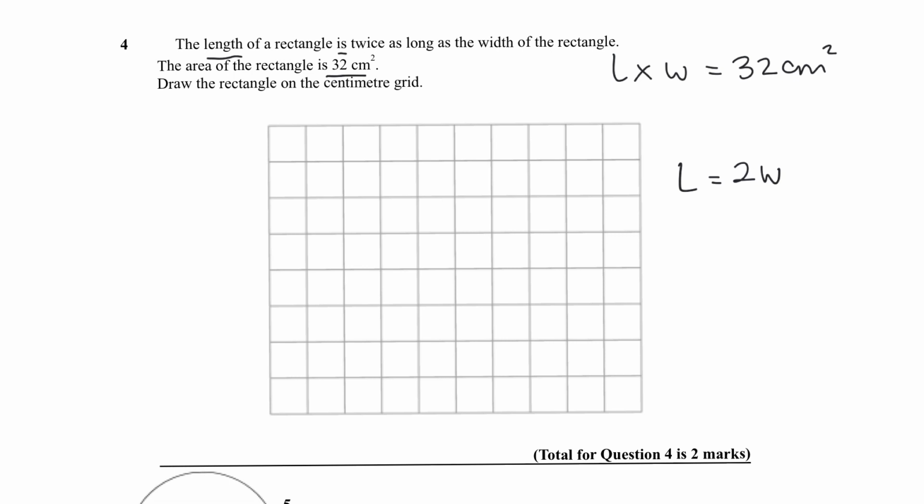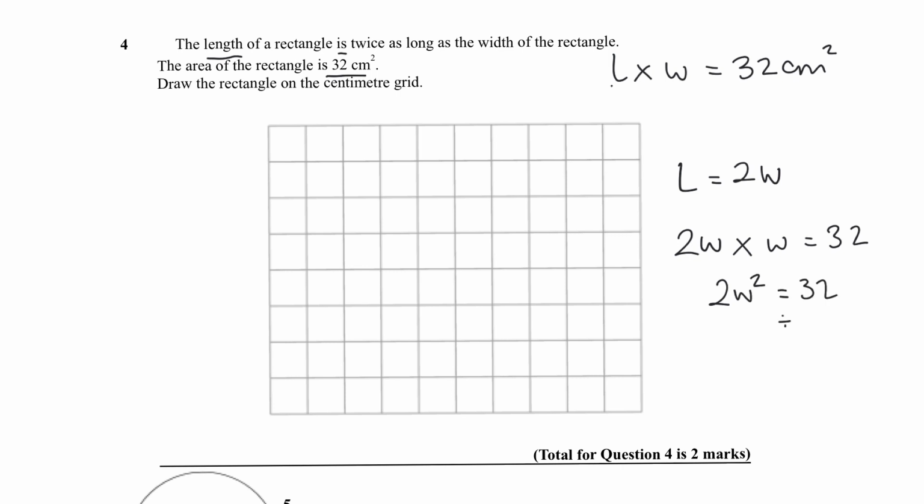So the length is equivalent to 2 of the widths. So we can substitute that into our formula. So rather than saying length times width, we can say 2 widths, because 2 widths is equivalent to the length, times the width is equal to 32. So now we're going to solve this algebraically. 2w times w would be 2w squared is equal to 32.